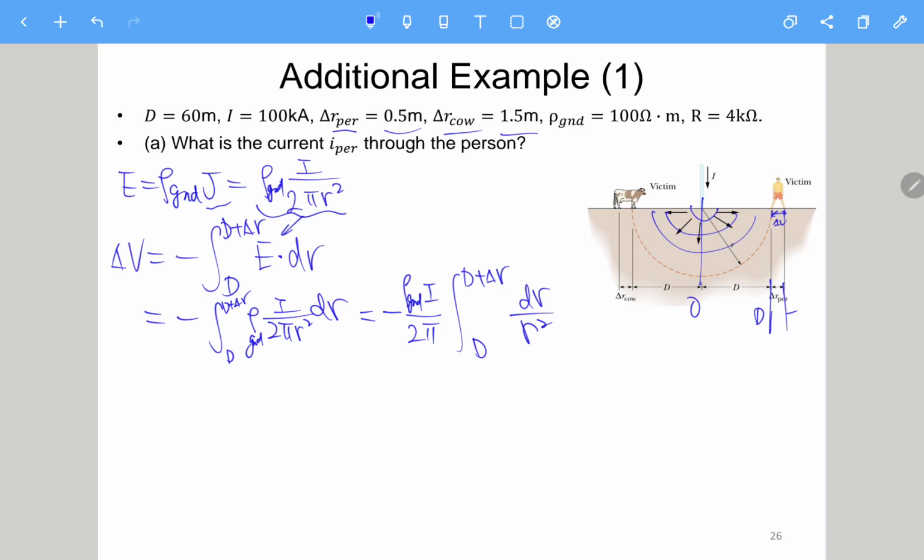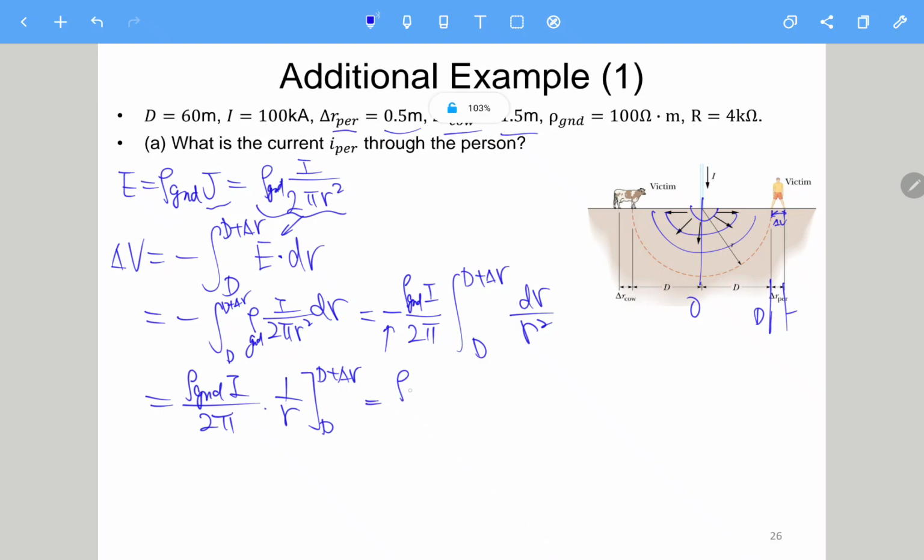Okay, so for the integration, this is r to the negative second power. The antiderivative raises the order by 1, so negative 2 plus 1 is negative 1. And then for the chain rule, you also need to divide by negative 1, so that this negative 1 will cancel with the negative sign. So it becomes rho ground I over 2 pi times 1 over r, evaluated from D to D plus delta R.